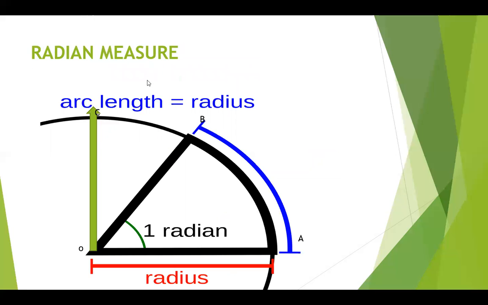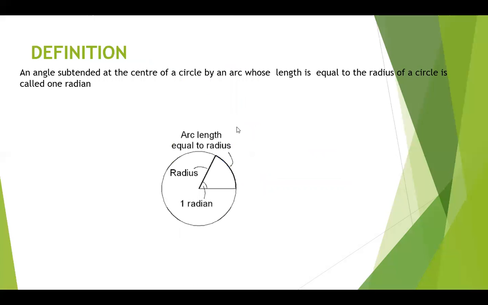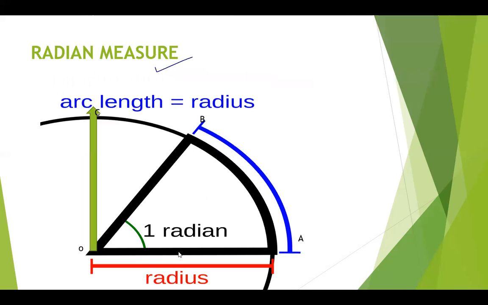Now, let me discuss the radian measure. First, I define what radian measure is. We define radian measure as an angle subtended at the center of a circle by an arc whose length is equal to the radius of the circle. What is the meaning of this? An angle subtended by an arc means this is the arc, and the angle made by it at the center. This arc length is always equal to the radius of the circle.